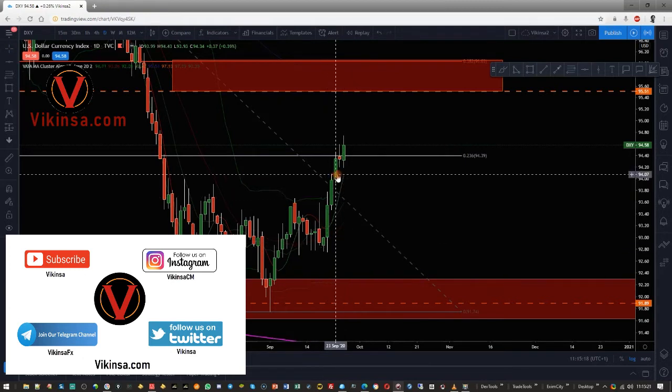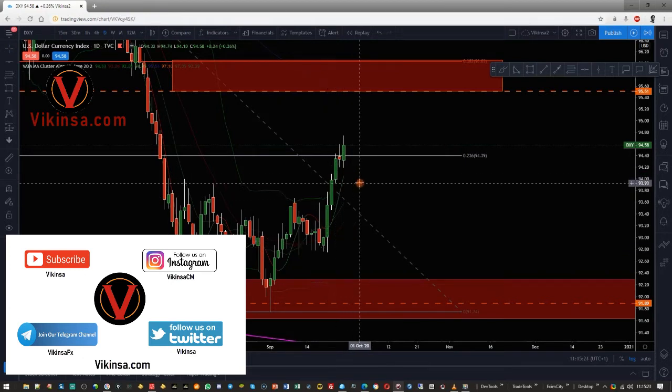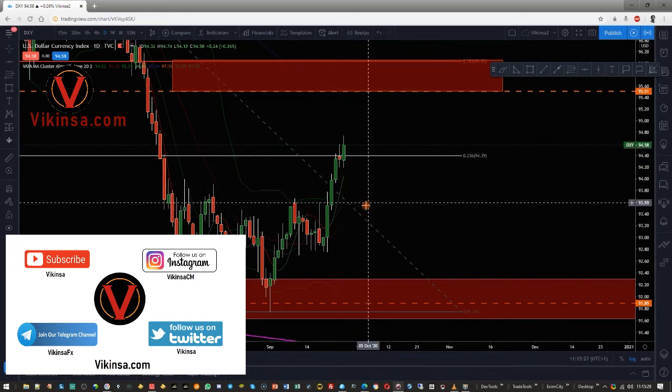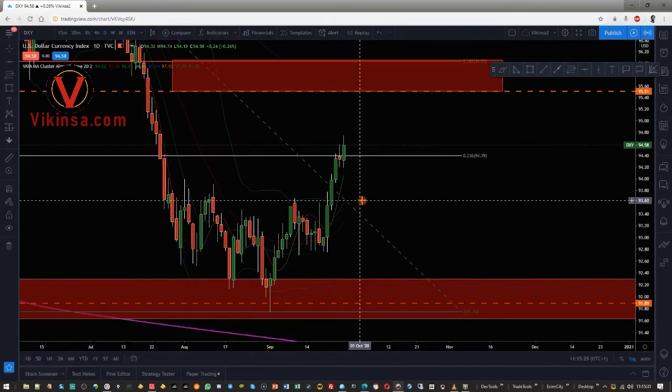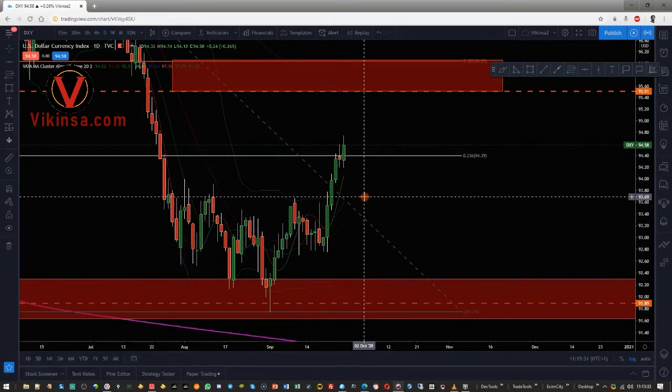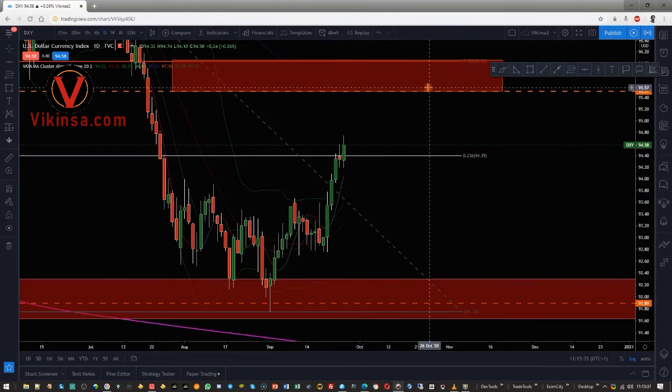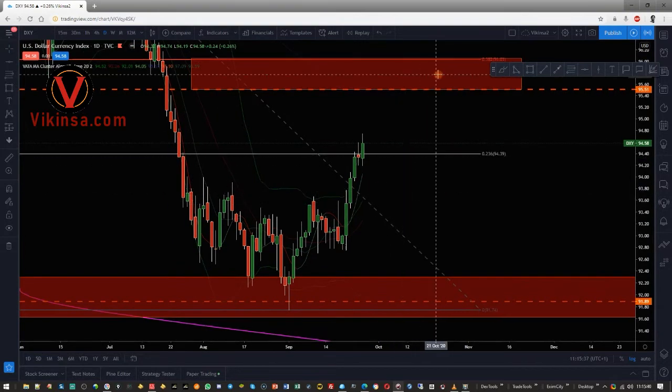So if you're long, then I hope you are already managing your positions on DXY. Otherwise, what you should do is do not try to go long until you see a retest, like a break, a downward move. Once you have seen the downward move, once you have seen a confirmation, then you can start to look for a long.